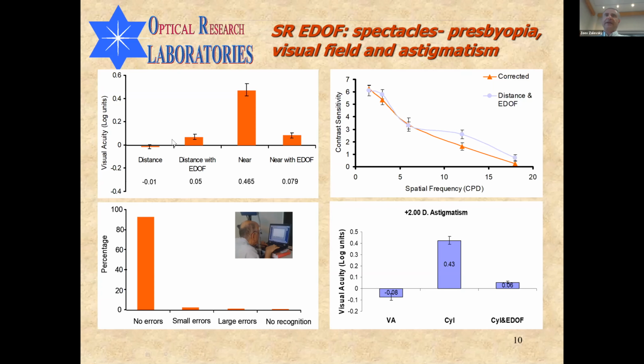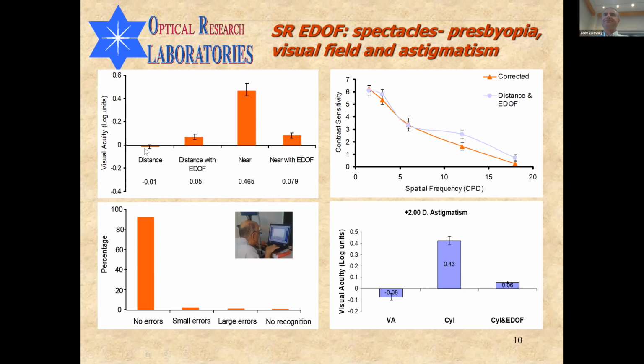So let us look at the distance object. In the case of the distance object, we took people that participated in our clinical trials, and those people had presbyopia because they were relatively old. They were above the age of 45. We corrected their distance vision, and you see that for distance, their visual acuity is close to 0, so they see well.